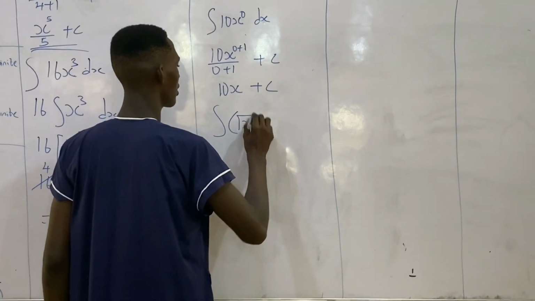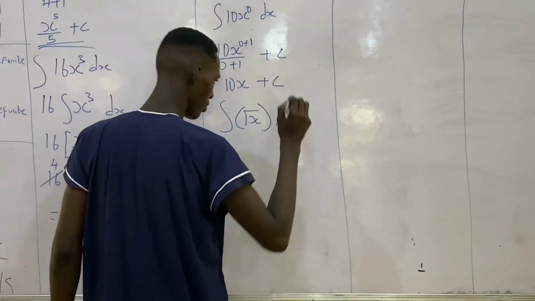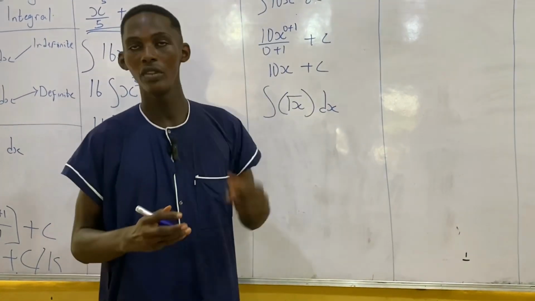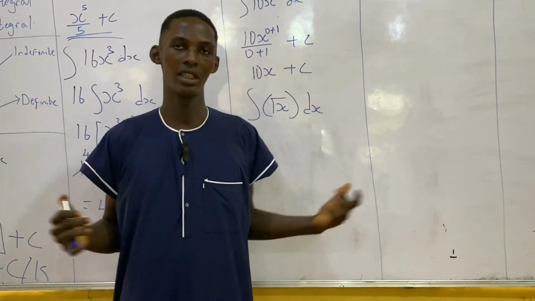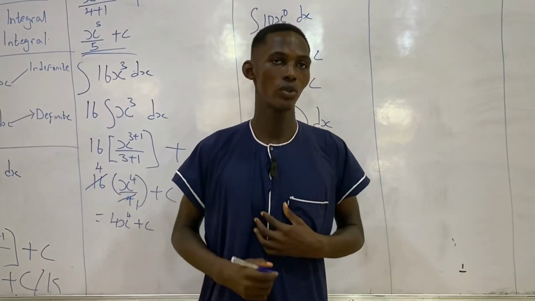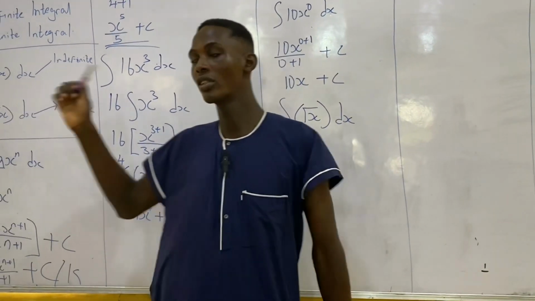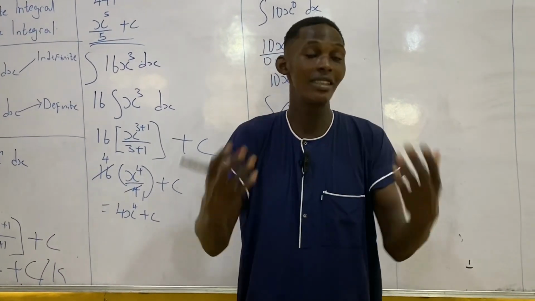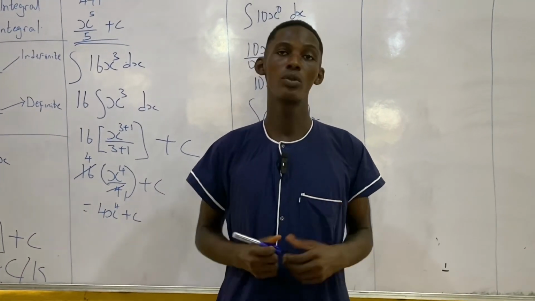square root of x, close bracket, dx. Now, before I solve questions like this, I'm sure I've made a video on indices for you guys before, in case you don't understand it. Whenever they give you a question on antiderivative or integral calculus, always rewrite your expression in the way that it will be easy for you to find the integration of it.